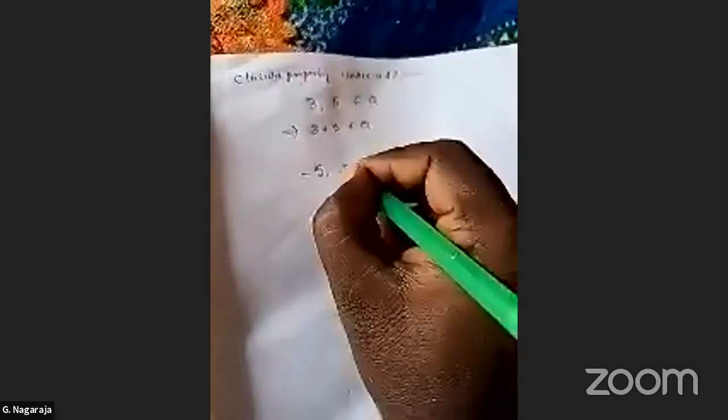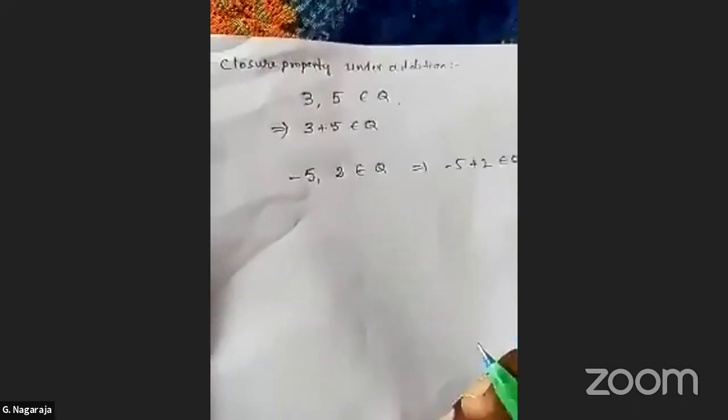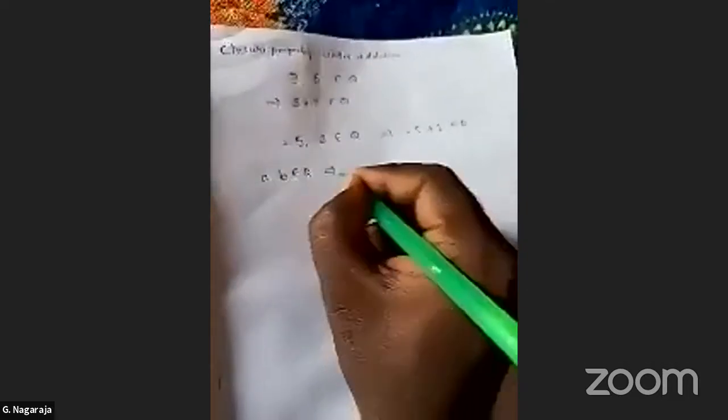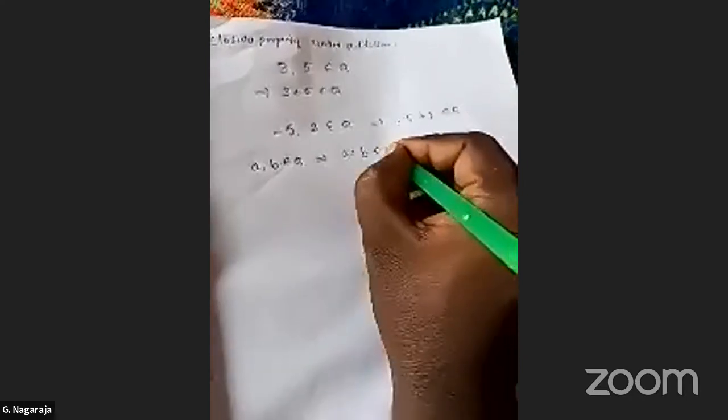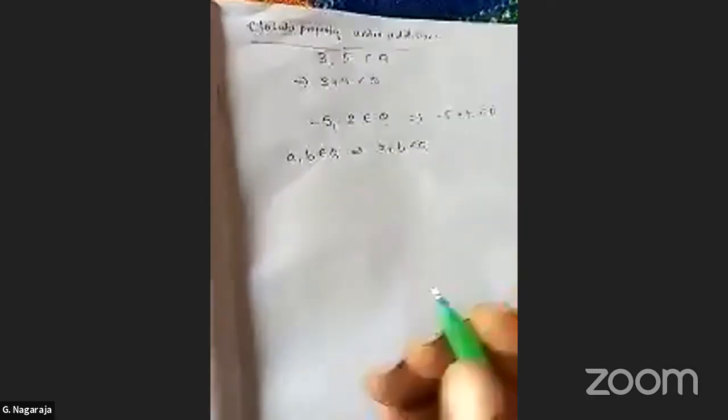Another example: -5 and 2 belong to Q, then -5 plus 2 also belongs to Q. In generalization, if a, b belong to Q, then a plus b also belongs to Q. This is the closure property under addition.